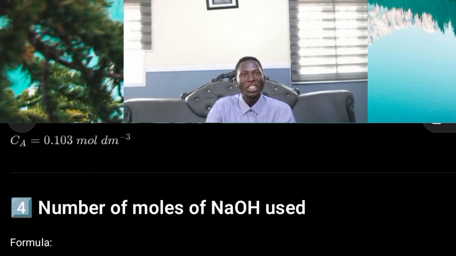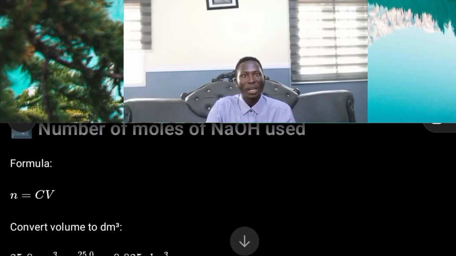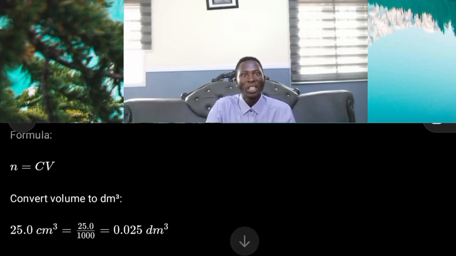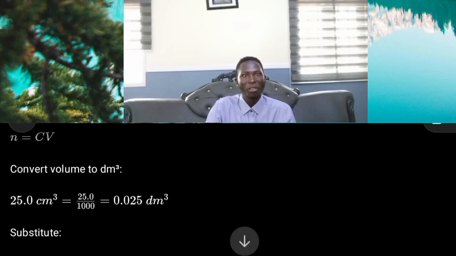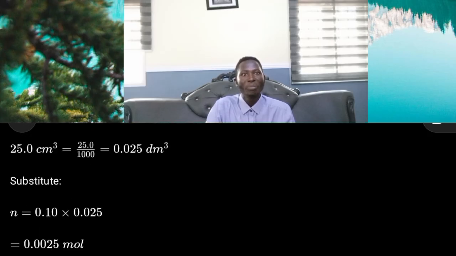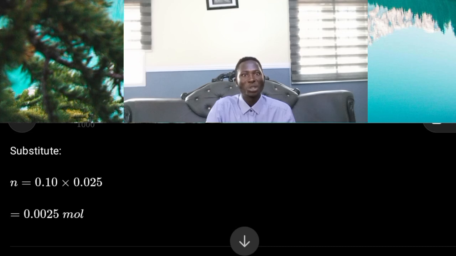Question 4, you have to calculate the number of moles of sodium hydroxide used. So our formula here is N is equal to CV, where C is the concentration of sodium hydroxide, which we have already calculated, and V is the volume. First you have to convert the volume of sodium hydroxide, and we all know that we prepared 25 cm³ of sodium hydroxide. So when you divide 25.0 by 1000, you will get 0.025 dm³. When you substitute that, N is equal to 0.10 times 0.025, you will get 0.0025 mole.